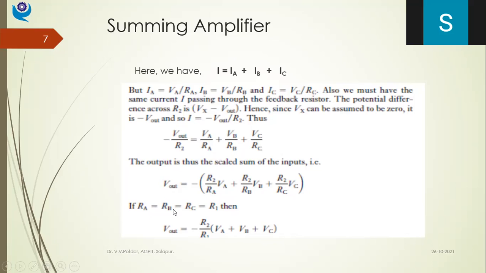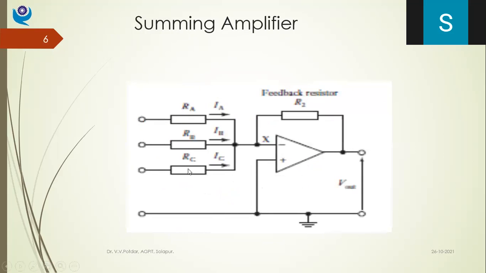If RA is equal to RB is equal to RC. Here I am going to select the resistances. I will be receiving different voltages, and those I cannot change. VA, VB and VC I will be receiving as they are from the sensor transducer. So I don't have control over that. But I can always have control over the selection of RA, RB and RC.